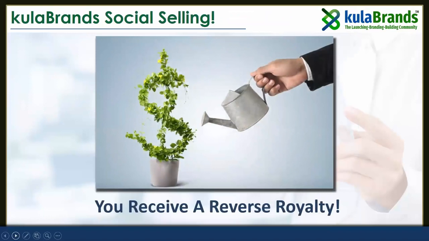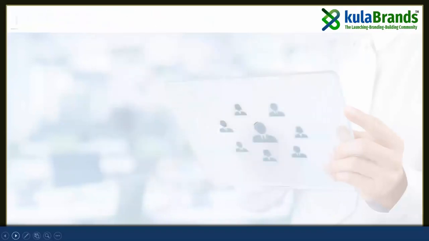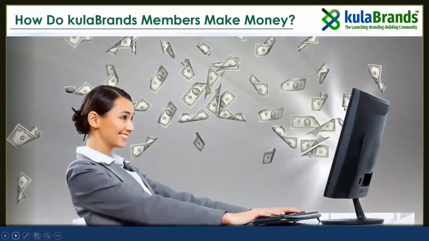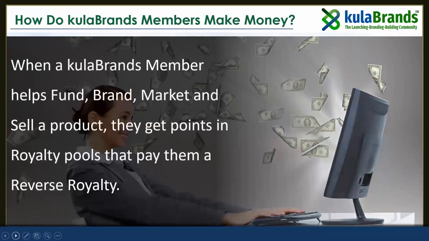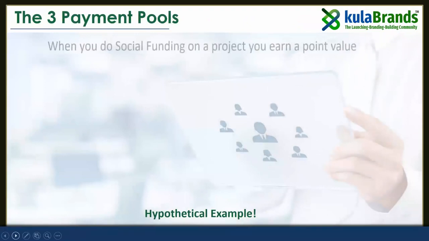And that's the reason why inventors are lining up to pay us a reverse royalty on these products and services. How do you, as a KulaBrands member, actually make money? When a KulaBrands member helps fund, brand, market, and sell a product, they get points in royalty pools that pay them a reverse royalty. There are actually 3 pools with KulaBrands.